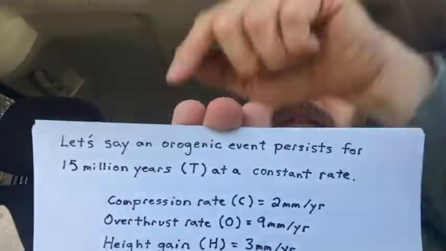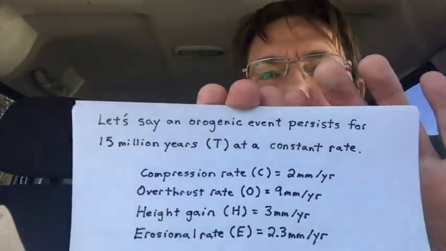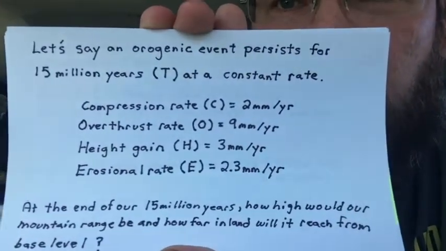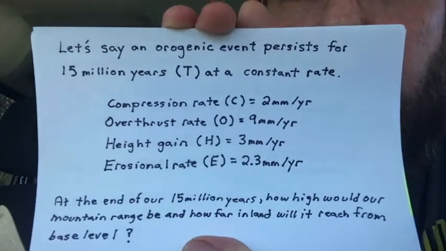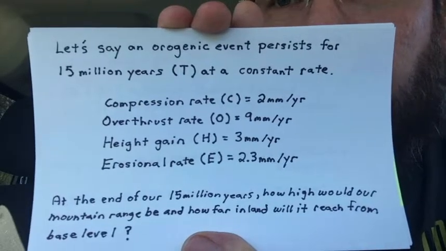All right? So let's have some more fun with numbers. Let's say an orogenic event persists for about 15 million years, which is typical, but it could actually be a lot longer, and at a constant rate. So the 15 million years is going to equal our t. So we have our compression rate, which will equal c, and we have just assigned some numbers here for all this so we can do some calculations, at 2 millimeters per year. Our overthrust rate, or O, is 9 millimeters per year.